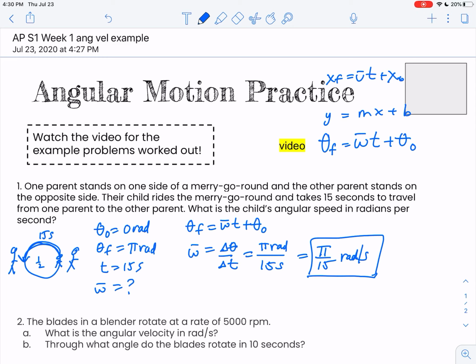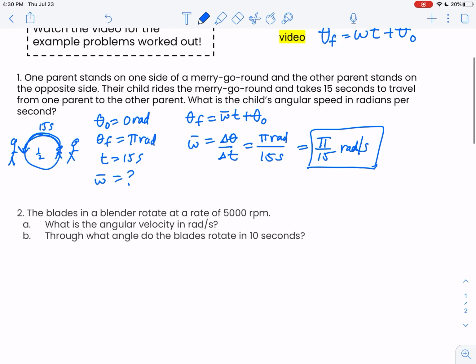But that's the idea. Don't let the rotational motion of it freak you out. Just think of it like linear motion, but around a circle. That'll serve you well for later on.